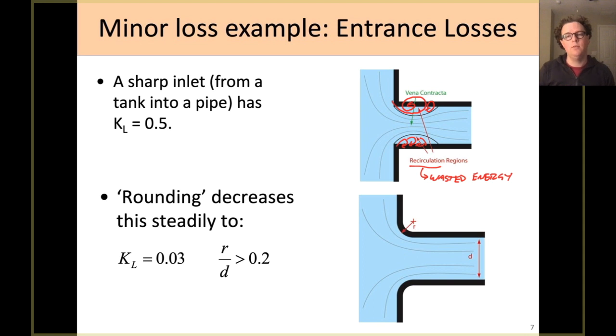Now, if you smooth that out by rounding off the corners, as shown in the bottom, you get a much smoother transition as that flow accelerates. You eliminate those little areas of recirculation, and you're more than an order of magnitude smaller in energy losses. Right, so small differences in the design of these fittings or pipe systems can make a big change in how much energy is available to move fluid.